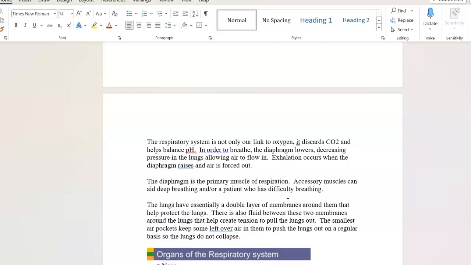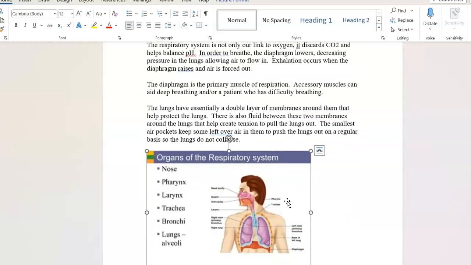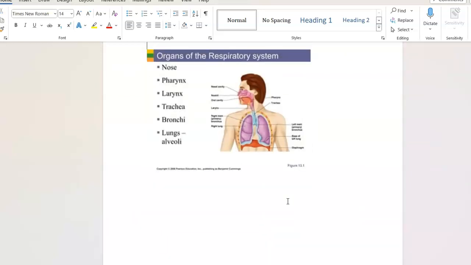And also, we always have a little extra air left, even after our deepest exhalation, to keep those alveoli, which are the tiny air pockets, from collapsing. So just some mechanisms that are important for you to know. So basic organs, you got this, right? Nose, pharynx. Pharynx is a common tube that goes to the esophagus and the trachea. Larynx is our voice box.